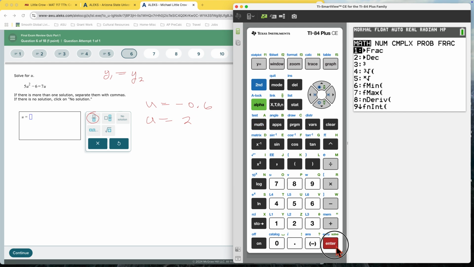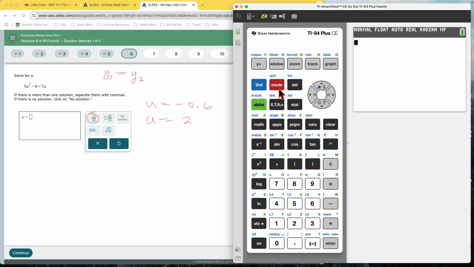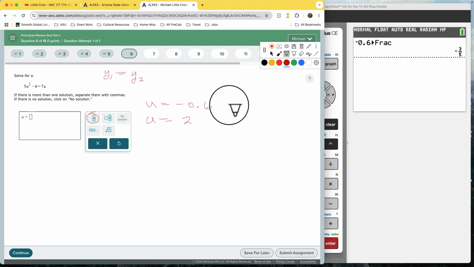So what we're going to do, we can't do it there. Second quit. We come back to the main screen. We put in our -0.6, and we're going to hit the math key, fraction, and it turns it into -3/5. So that's what we're going to want to put in here.